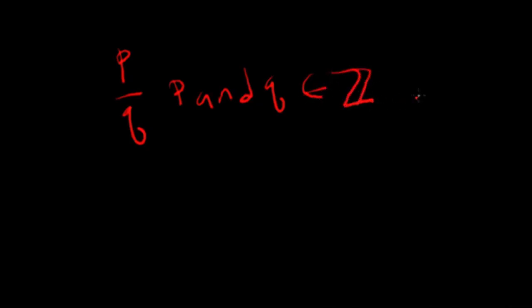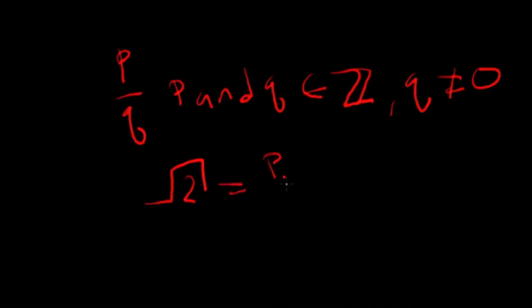For a number to be rational, there must exist a ratio p over q, where p and q are integers and q is not equal to 0. So let's suppose that the square root of 2 is equal to some p over q.